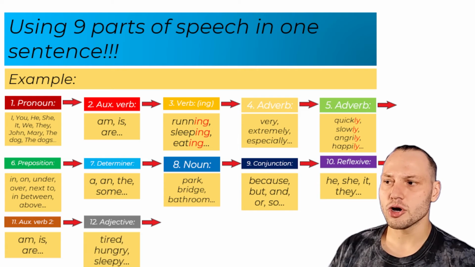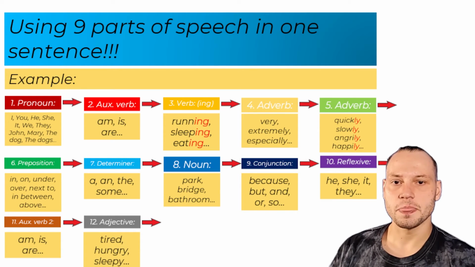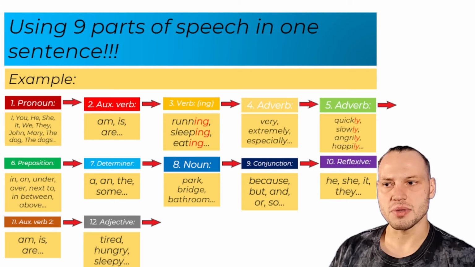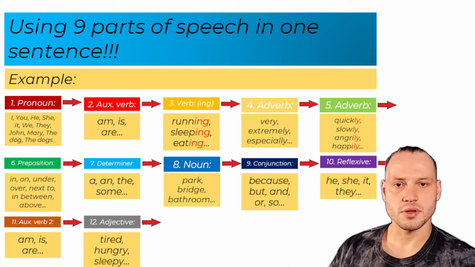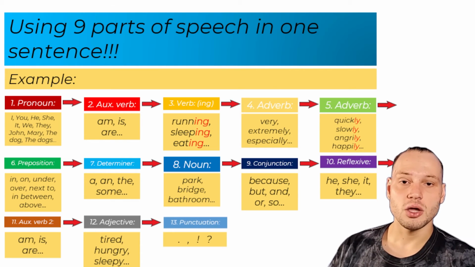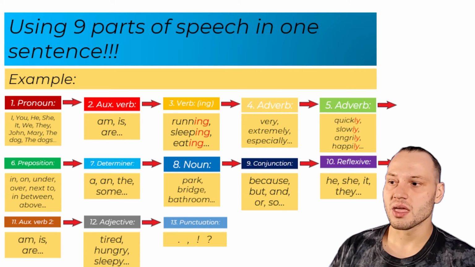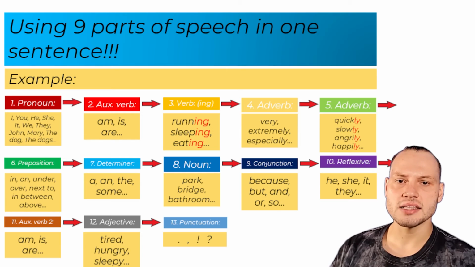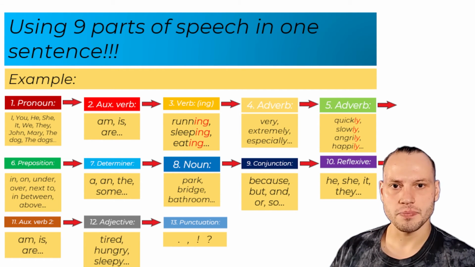After auxiliary verb 2, we put an adjective. An adjective is a describing word. You look tired. You look sleepy. You feel hungry. All right? And after that, we put our punctuation. Punctuation at the end of a sentence will be a full stop, an exclamation, or a question, depending on what you are trying to ask or say.